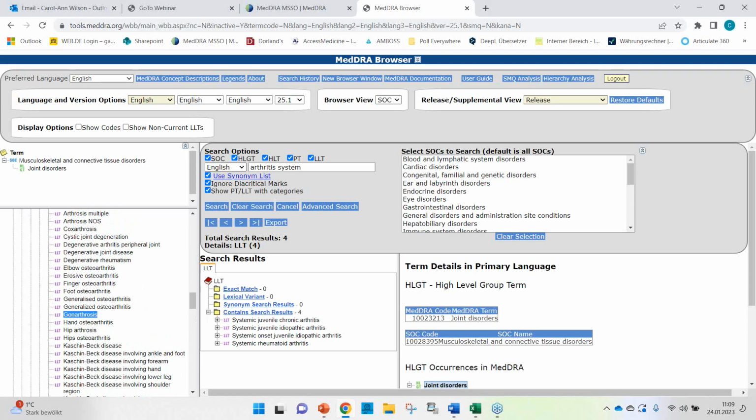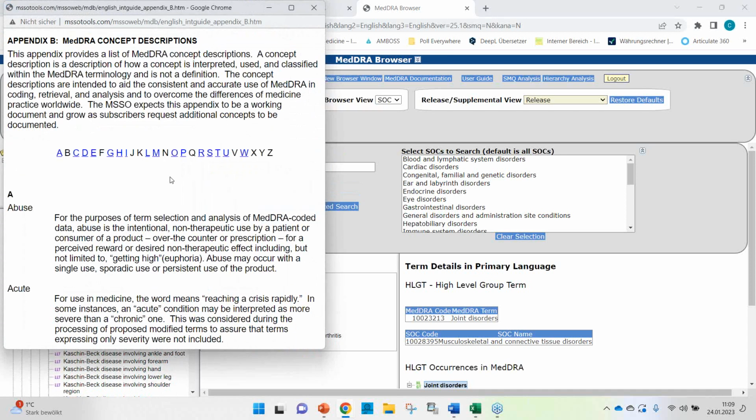Because the classification of arthrosis may be confusing for some MedRA users, depending on their native language, a related clarification was added to the MedRA concept description. And here you can access the MedRA concept descriptions. These are not definitions, just explanations of how medical concepts are classified in MedRA.